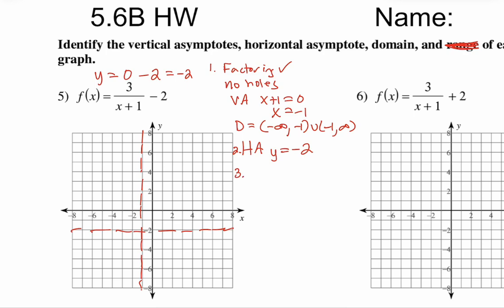Step 3 are the x and y intercepts. The x-intercept is where the top of our fraction equals 0. Well, there isn't. 3 is not going to equal 0. So there's none of those.